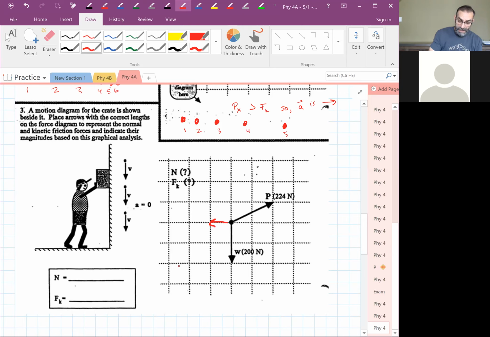Now I haven't thought about the length yet. I will in a minute. Normal force points to the left, and the friction force is going to point up. As the box slides down, the friction force will go up. So now what are the lengths for these things?